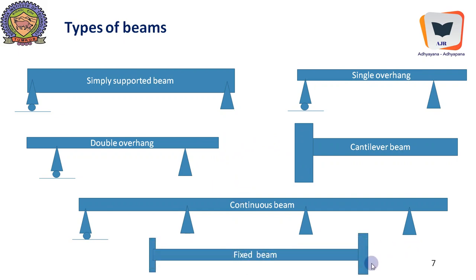And fixed beam is there. Fixed beam will come with 3 reactions over here, 3 reactions over here. And we have only 3 equations of statics, fundamental equations of statics. Therefore, this becomes indeterminate structure. And here again there are 4 support reactions. Therefore, this will also become an indeterminate structure. Of course, indeterminate structure analysis is beyond the purview of this tutorial.